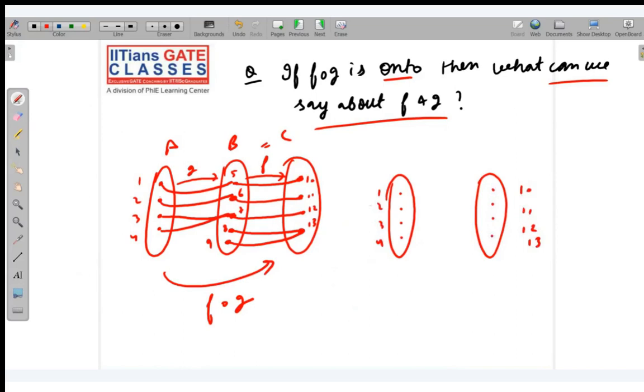Yes, so 1 is mapped to 5, 5 is mapped to 10, so 1 to 10. 2 is mapped to 6, 6 is mapped to 11, so 2 to 11. 3 is mapped to 7, 7 is mapped to 12. And 4 is mapped to 7, 7 is also mapped to 12. So I think we have made a small mistake here. Let me check this out. 5, 6, 7, 8 and 9.